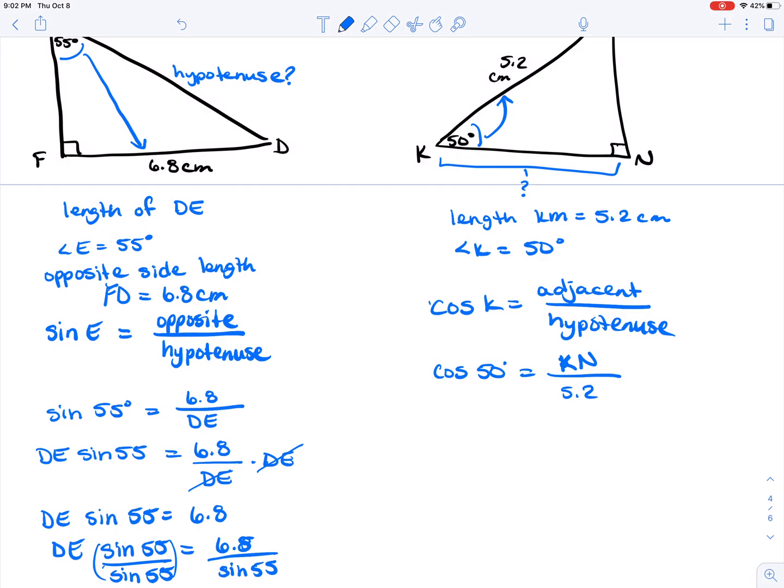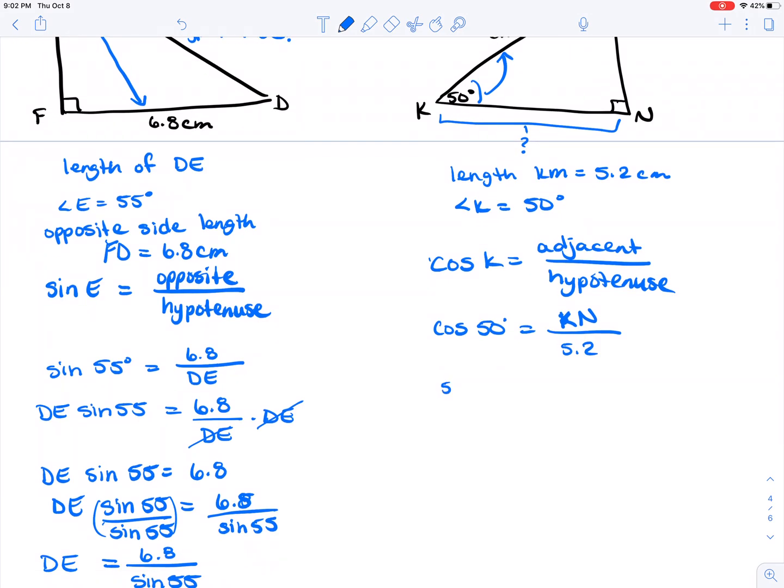So how am I going to deal with this? I'm going to multiply both sides by 5.2. So there's 5.2 times cos 50 equals KN divided by 5.2 times 5.2. In this way, of course, I can cancel out my 5.2s because they divide into each other. So that leaves me with 5.2 cos 50 equals KN. And I can punch in 5.2 cos 50 into my calculator.